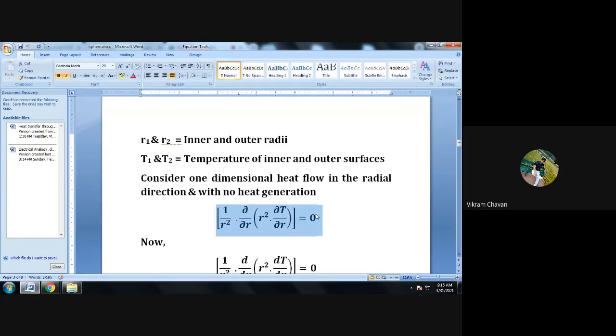Okay, which is nothing but 1 upon r square multiplied by ∂/∂r of (r square multiplied by ∂T/∂r) is equal to 0. Okay, so this equation is considered at a micro level. Micro level means what? For a very small element.